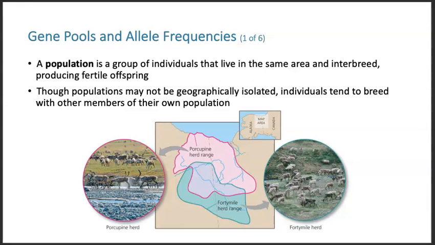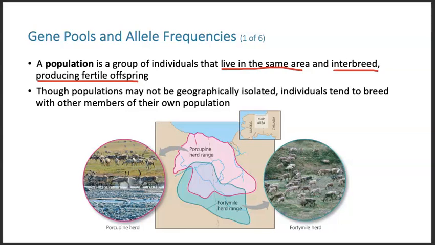A population is a group of individuals that live in the same area. That's actually really important. They live in the same area and they interbreed. Actually, this interbreed concept is part of the definition of species. So basically, they also have to be able to produce fertile offspring. So basically, what we've got is members of a species living in the same area. Again, species is defined as whether they can interbreed and produce fertile offspring or not.